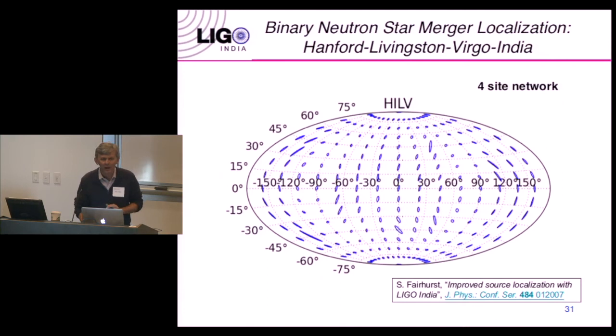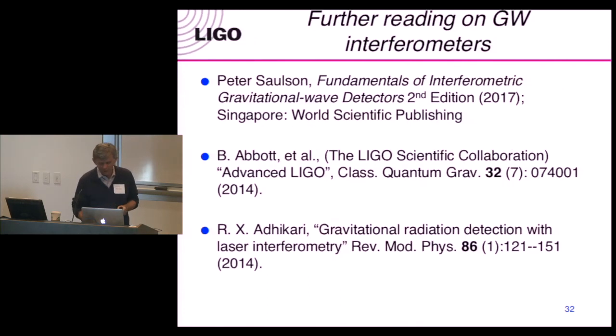I will point out, and I think the slides are going to be available for you, that if you want more information, there are really three sources that I can point you to. The first is a book by Peter Saulson, which was just released in second edition, that basically goes into much more of the physics behind interferometer gravitational wave detectors. The second is a paper describing Advanced LIGO. It's a more complex paper and more terse, but it gives you more about how Advanced LIGO works. And finally, Rana Adhikari wrote a nice review article in the Reviews of Modern Physics that talks about all this.